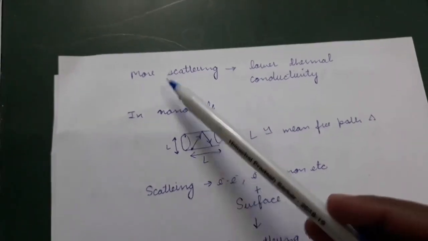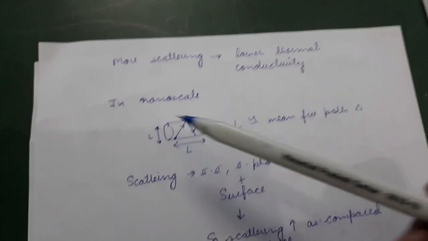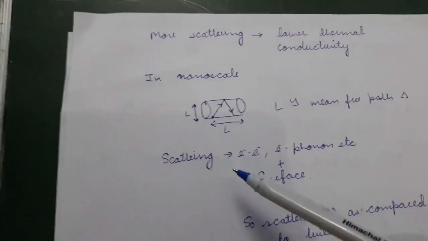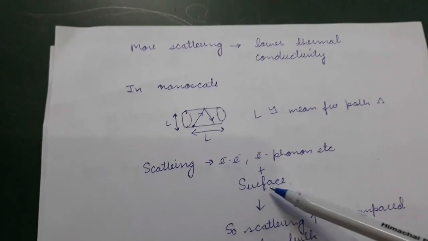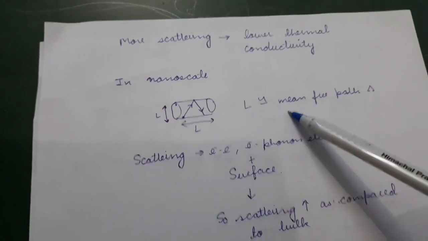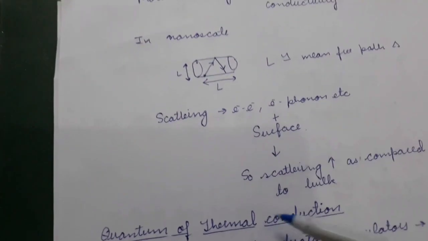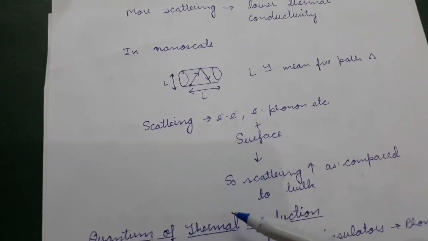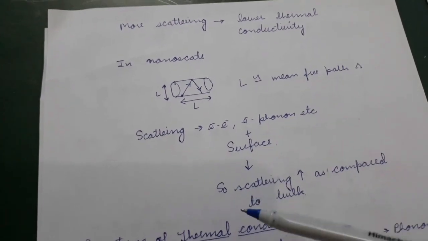So if the scattering is more, then the thermal conductivity of the material will be lower. So you see that in a nanomaterial, there will be electron-electron scattering, electron-phonon scattering, but there will be an additional scattering, which will be the surface scattering, because the size of the material is of the order of the mean free path of the material. So it means that there will be extra scattering present in a nanomaterial. That is why we expect that the thermal conductivity will be lower in nanomaterial.